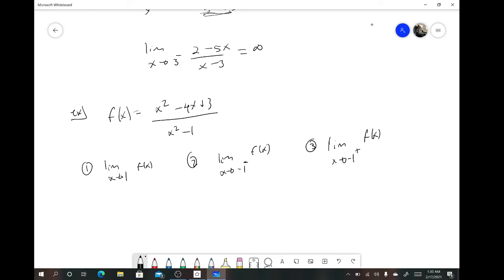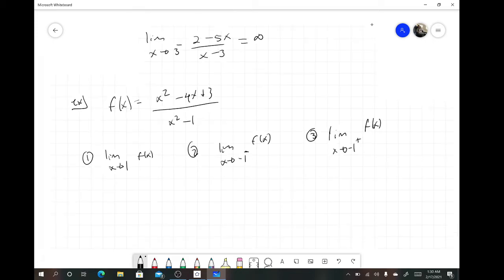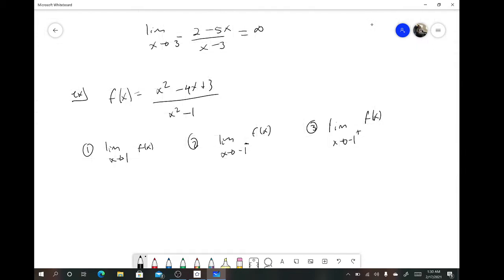Now here we have a rational function. If you notice, for the first one, if we begin to work on the limit as x goes to 1 of f of x, if you plug in 1, you're going to get zero in the denominator, which is undefined. So that means that x equals 1 is a vertical asymptote candidate for this function. So you have to be a little more careful. What I always suggest that you do when you encounter a problem like this is to always factor.